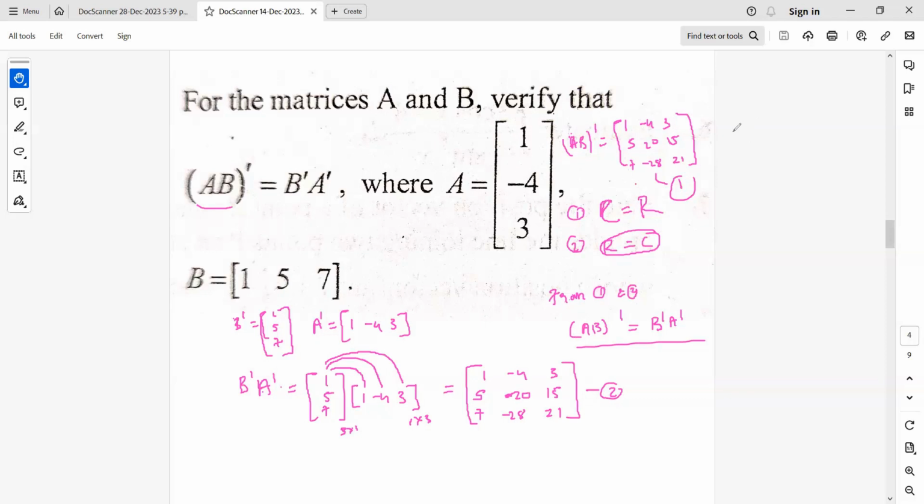Just take a screenshot of this, and if there is any doubt in this question, you can put a message in the chat box. Okay, we will be continuing with the next question. Another similar question is given to you. The similar question I have taken, you try to work it out at home for homework.